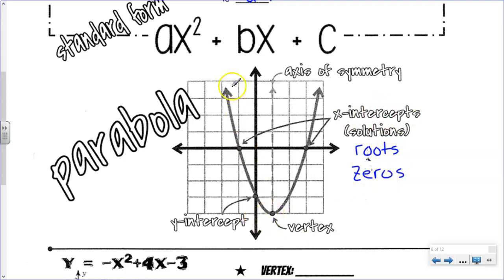Our vertex is the turning point, so I'm going down, down, down. I hit my vertex, now I'm going up, up, up. So the vertex is the turning point of the graph. The y-intercept we know is where the graph crosses the y-axis, and anytime we know the y-intercept, we know x is 0.